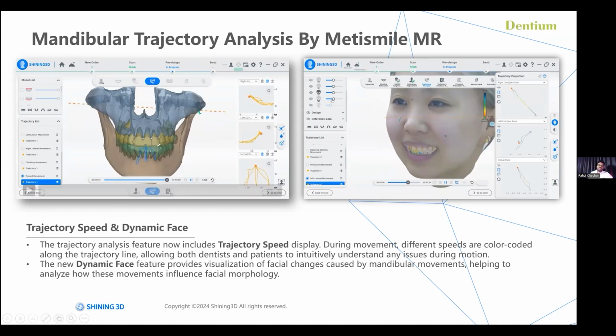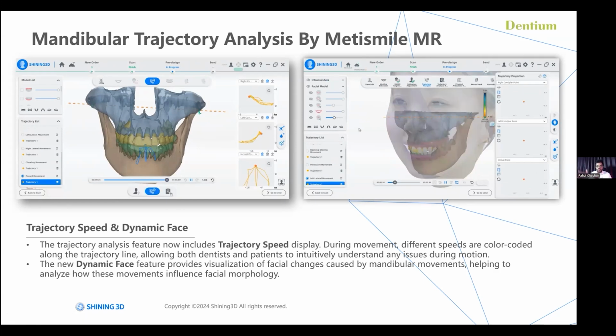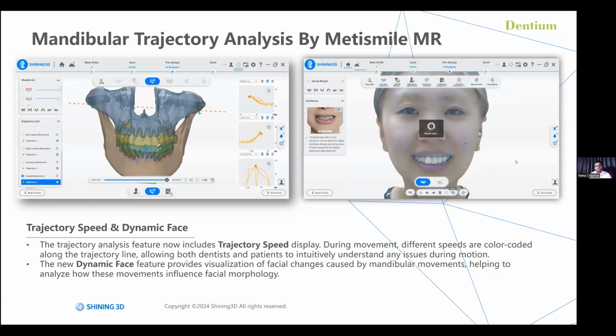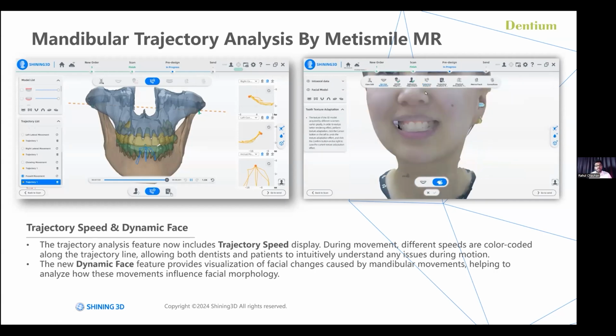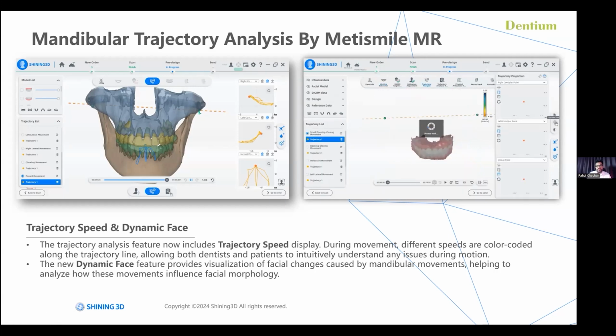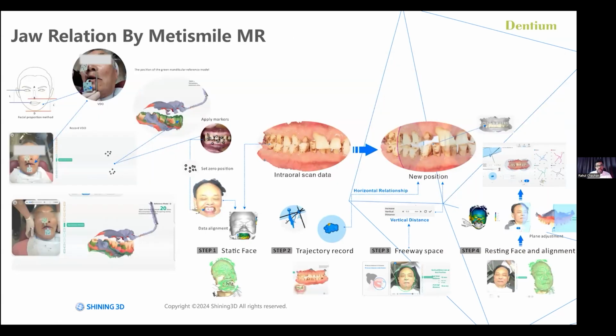This will help you compare the mandible movement with the standard movement, to see whether there is any deviation. If there is a deviation, then you can design the splint and night guard, in splint only, in our software. Then jaw relation.